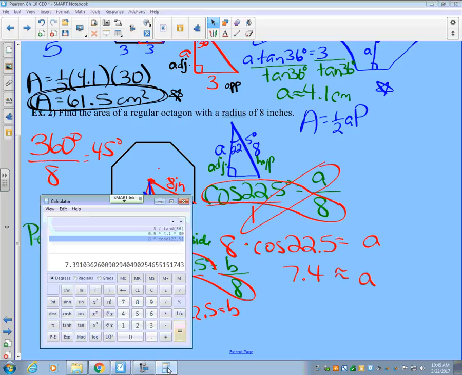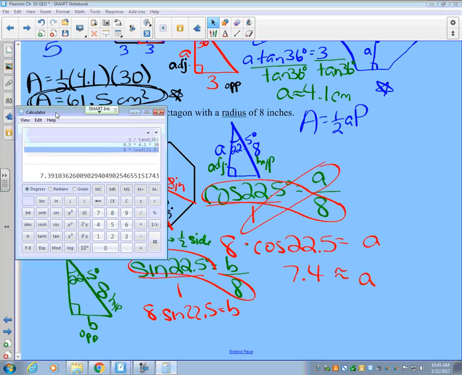Calculator to the rescue. Side note, when I was a young student like y'all, we got a table in the back of the book, and you had to look up sine 22.5. It had a bunch of trigonometry listed. You had to go look it up in the back of the book, and then multiply it by 8 by hand, and then find the answer. So, welcome, calculators and technology.